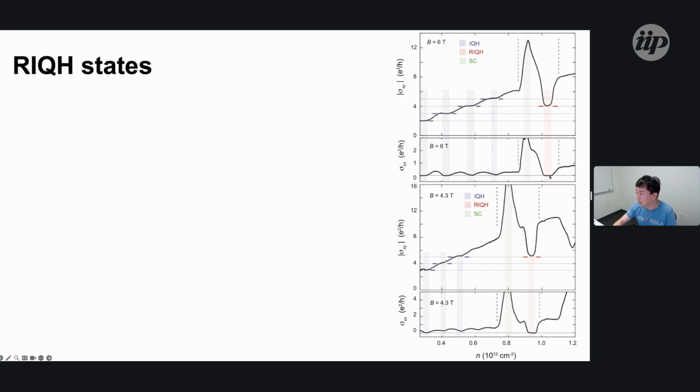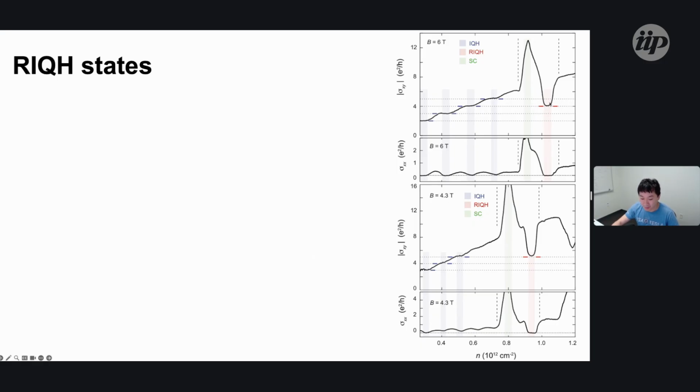At the same time, longitudinal conductivity dropped to 0, right? So this is very consistent with a re-entrant integer quantum Hall effect. And there are multiple of them, right? At 4.3 Tesla, there's a different re-entrant plateau that re-enters to a plateau value of 5.